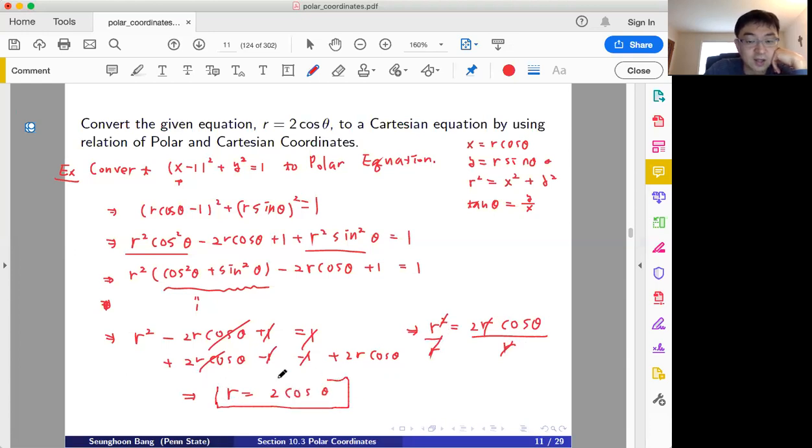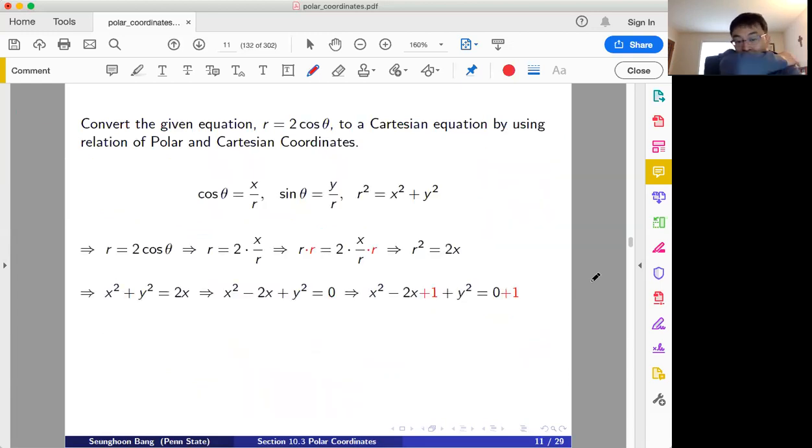This is ideal for changing polar equations. You need to know both of them. If a polar equation is given, you can change it to the Cartesian equation. If a Cartesian equation is given, you can change it to the polar equation. How can you change it? We always use these four relations. Always use these four relations.